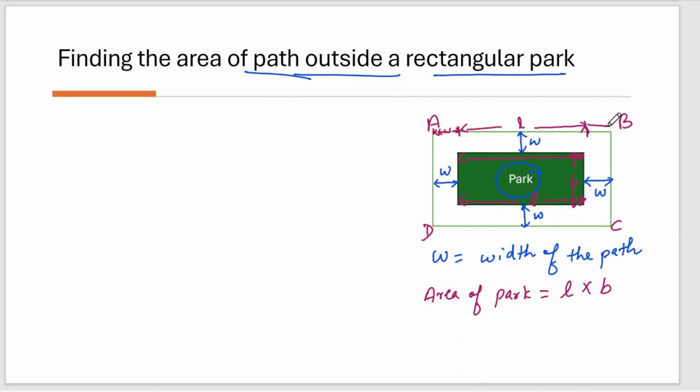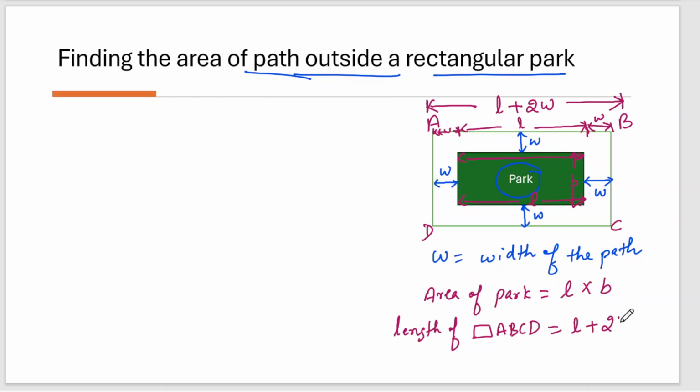Okay, and from here to here also it is W. So what is the total length from here to here? So L plus W, that means L plus 2W. So we have got the length of rectangle ABCD. Okay, so I can say that the length of rectangle ABCD is taken as L plus 2W.